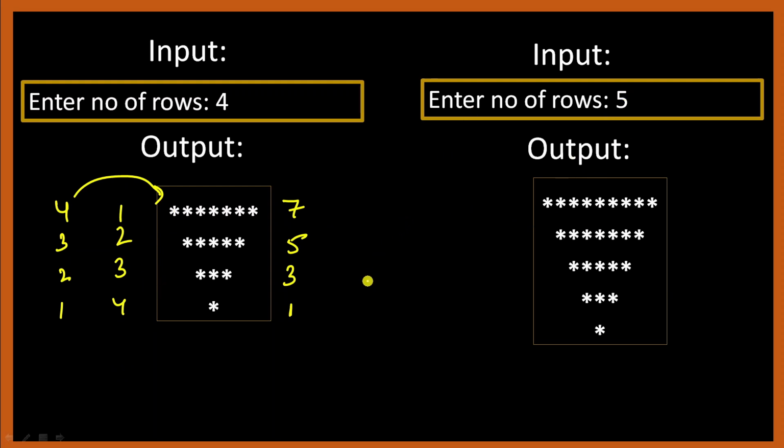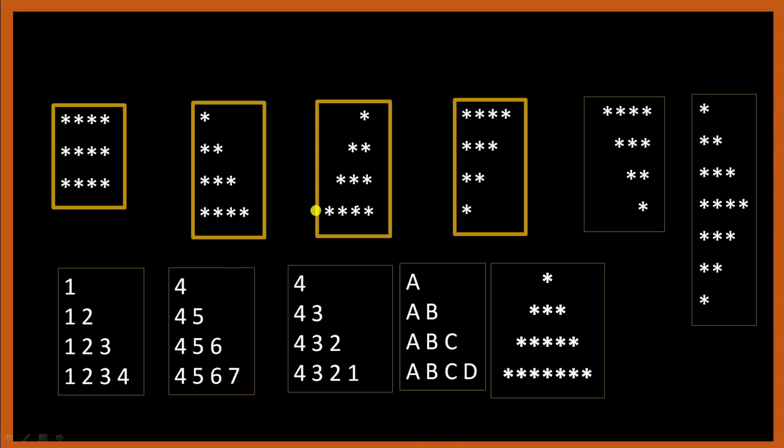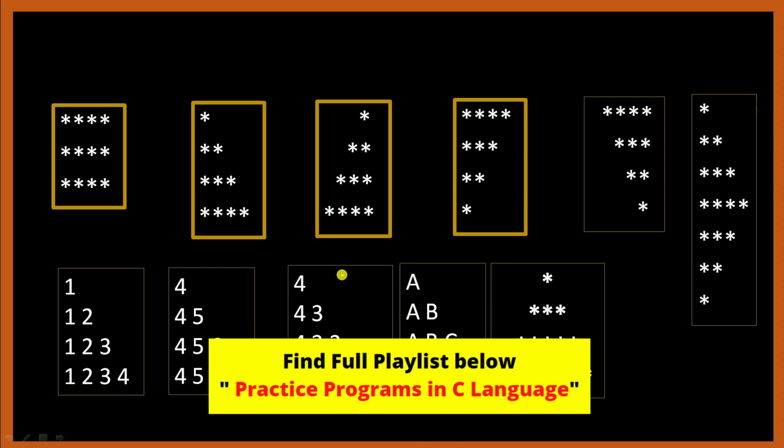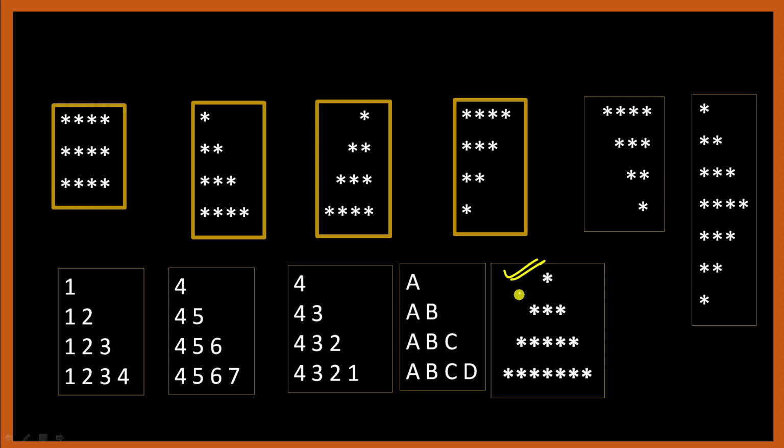So let's understand the pattern in a better way, and let's see how we can write the code. Before going forward, let me tell you that we have already seen all these patterns in our previous videos. You can find the link of all these programs in our C programming playlist or the practice programming C language playlist. Please do watch them. Understanding of this pattern is needed for understanding our current pattern, which is basically the reverse of this pattern.